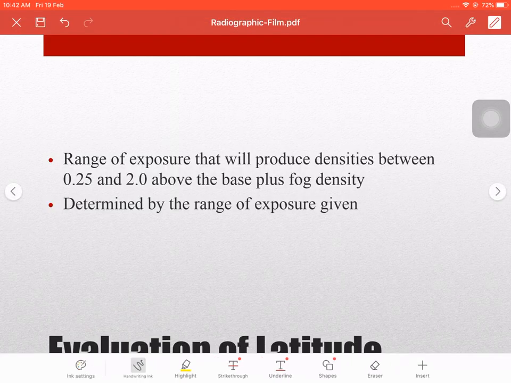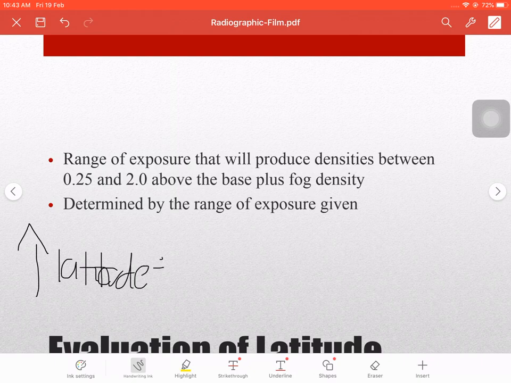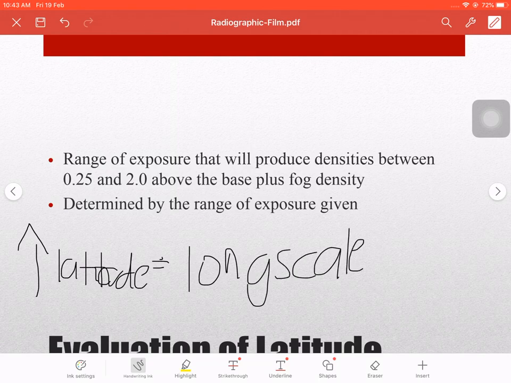Again, if our latitude is wider, due to the range of relative exposure, we will have a long scale of contrast. We know that if we have a long scale of contrast, there is a low contrast. Ang mnemonics kasi dyan is long, low. Long scale of contrast, therefore we have a low contrast.